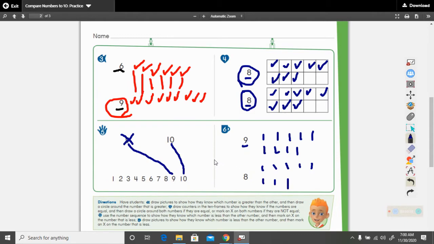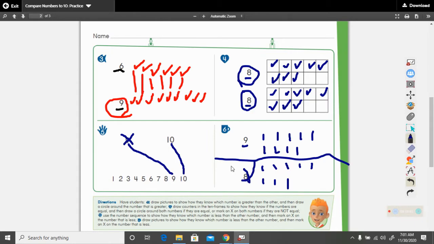And since they're kind of blowing together, it might be a good idea to just put a line between the two, just to separate the two groups. Because sometimes when we look at them, if we don't use two different colors, they can kind of blow together into one. So now, which group has less? The 8 still has less than the 9, doesn't it? So we would keep our X on the 8.